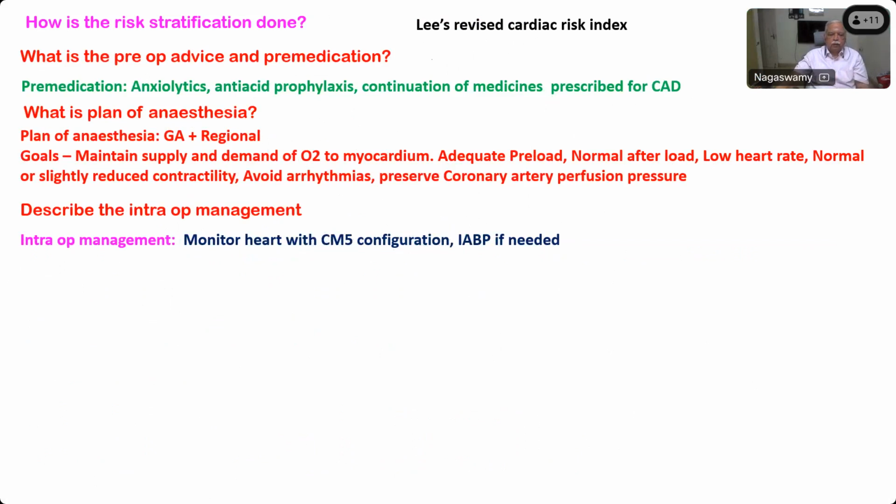I have shown you all the slides and pictures of this CM5 configuration in the class when we talked about 12 lead ECG monitoring. It has a 12 lead ECG monitoring. Is that called CM5? See, the clue is in this. Central manubrium, that is the expansion for CM, and 5 is the V5 position of the lead.